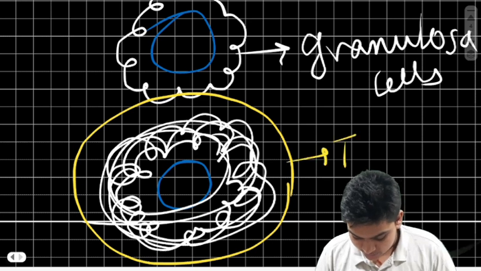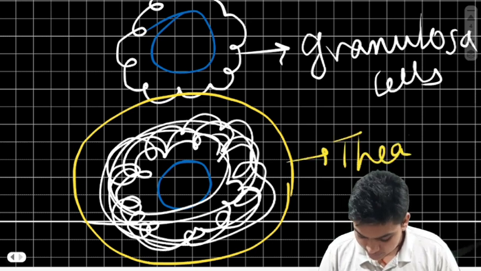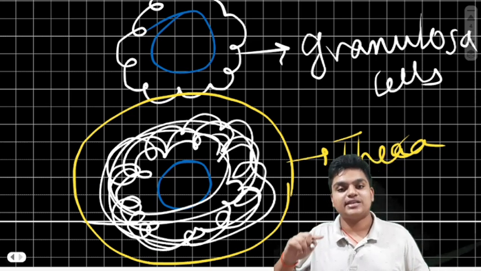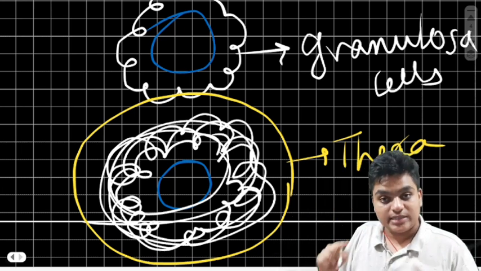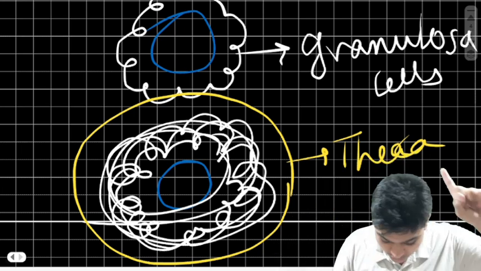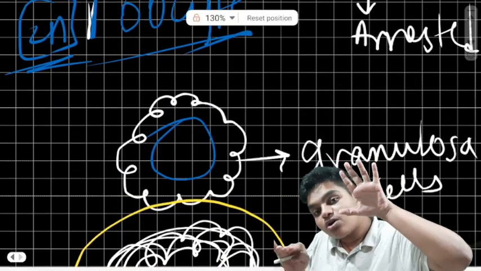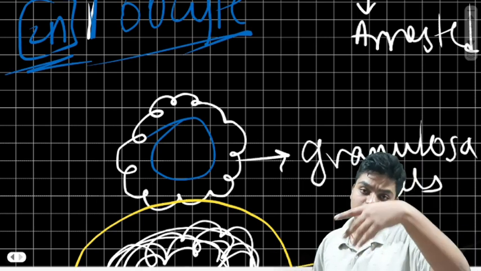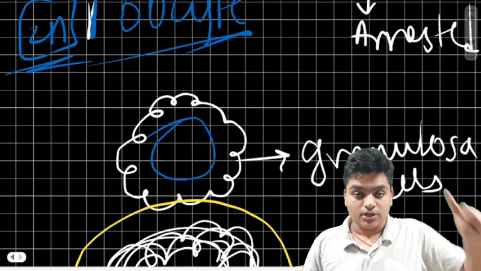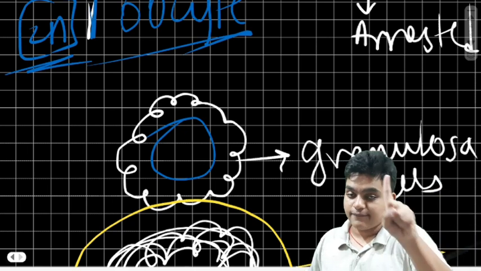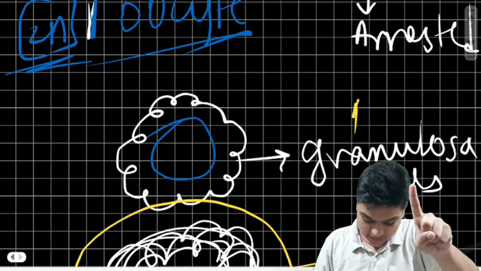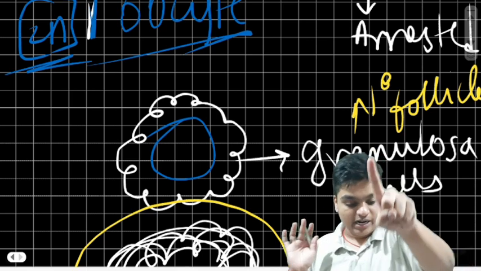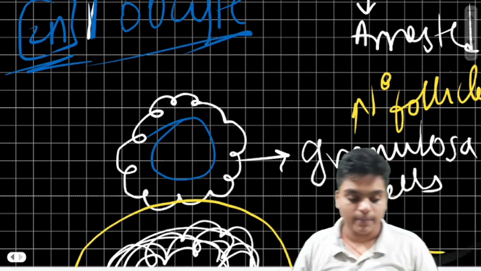Now a new thing has appeared: the theca. The primary oocyte with a single layer of granulosa cells is called your primary follicle. The primary oocyte gradually converts into follicles through sequential steps. The primary oocyte having only a single layer of granulosa cells is your primary follicle. That is point number 1 you have to remember.